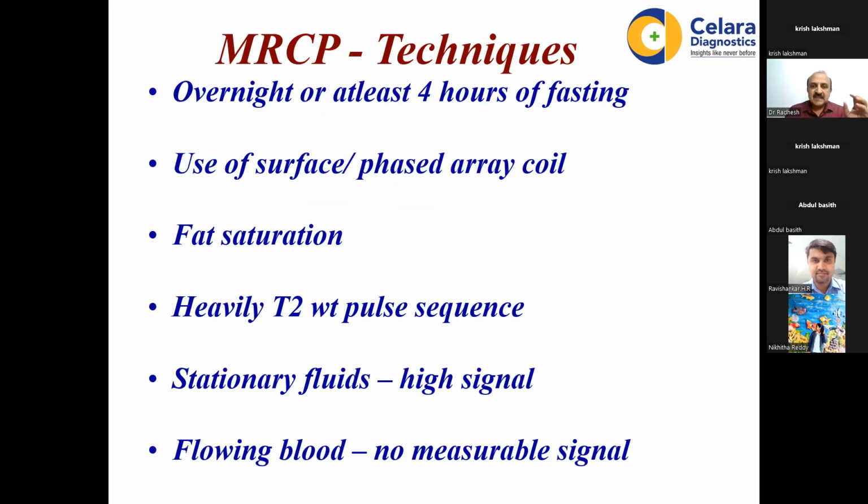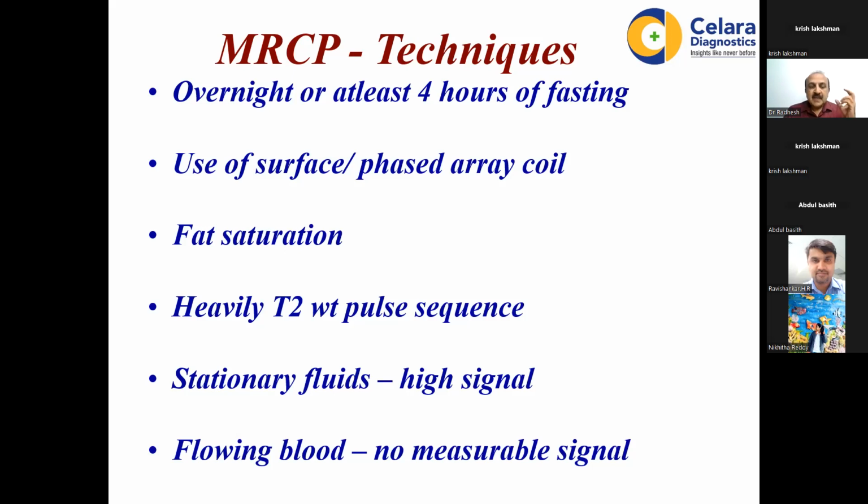So what are the MRCP techniques? Now, what do we do? Should the patient be fasting? Overnight fasting is ideal because the GB is nicely distended, but 4 hours of fasting is enough. Don't stop any medication the patient is taking. Let him continue to take his medications. In case he is on insulin also, don't stop insulin. Please give insulin to the patient.